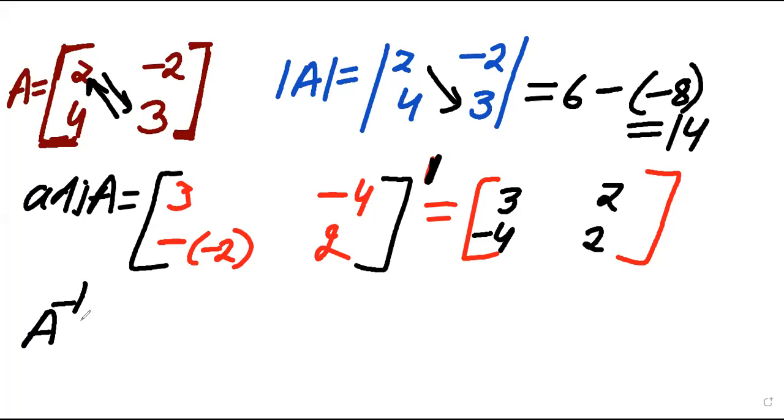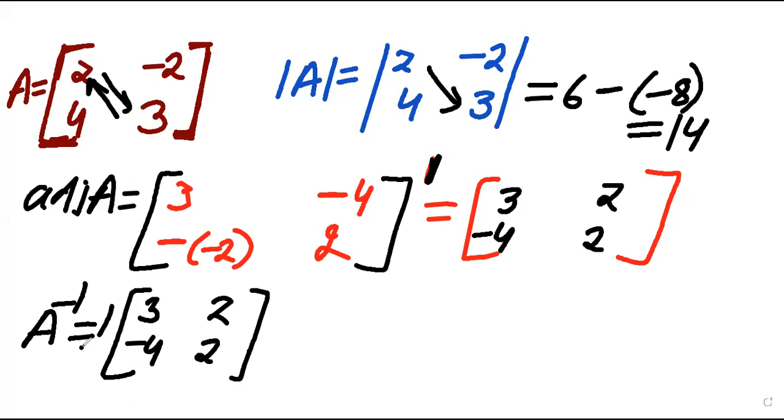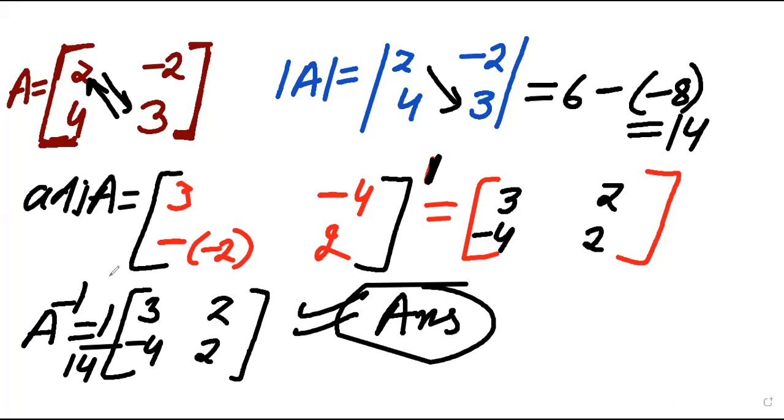Now what is A inverse? That is very simple. Now it is equal to adjoint of A, 3, 2, -4, 2, divided by determinant. So what is the determinant? That is equal to 14. So this is our answer. That is how to find out inverse, that is to first find adjoint. पहले adjoint find out करना है, divide it by determinant, and after dividing it we get the answer.